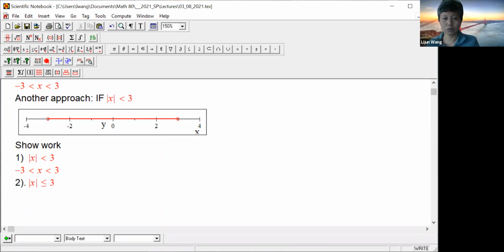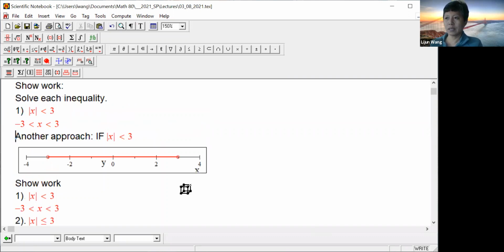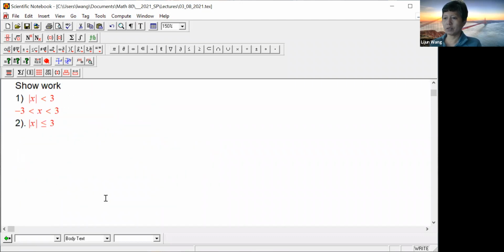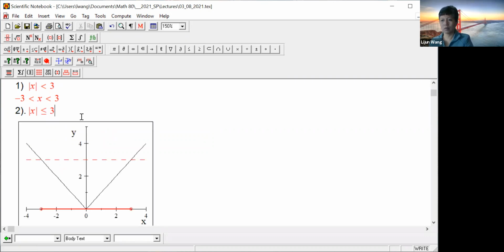Less than or equal to 3. If it's less than or equal to 3, if we talk about it from the function's perspective, right? By the way, you only need to show this much work to me for the previous question, number 1, okay? You don't need to show more. But you need to understand all of these perspectives because we're going to use them very often.